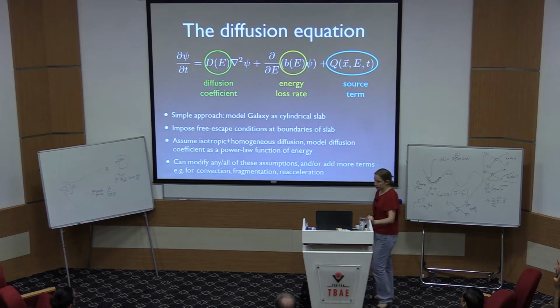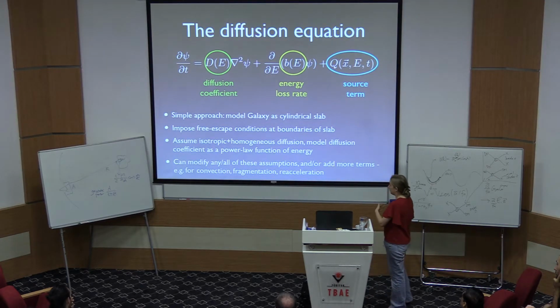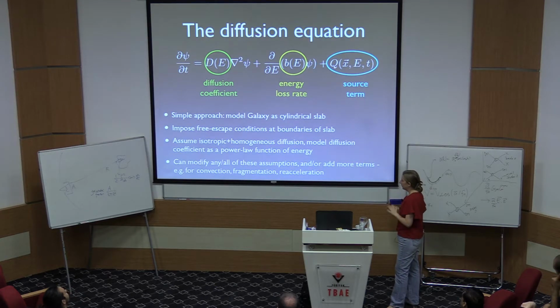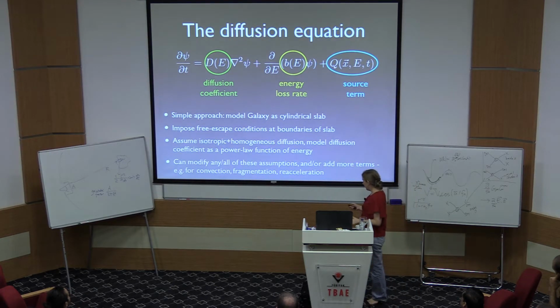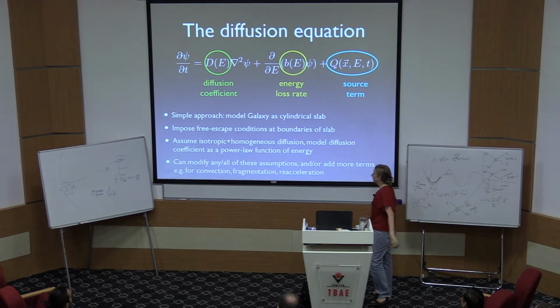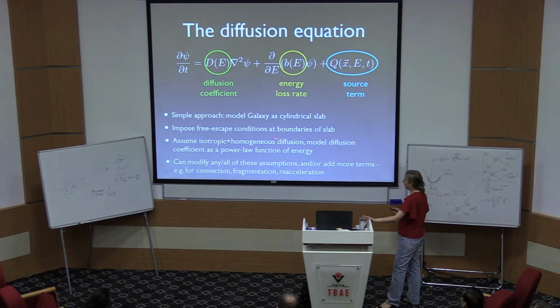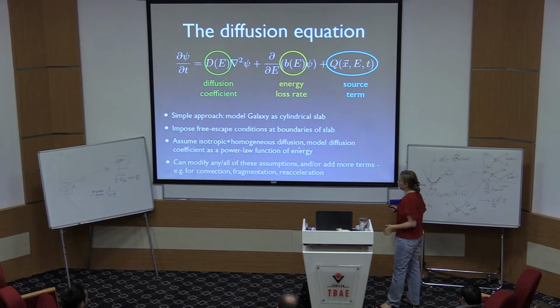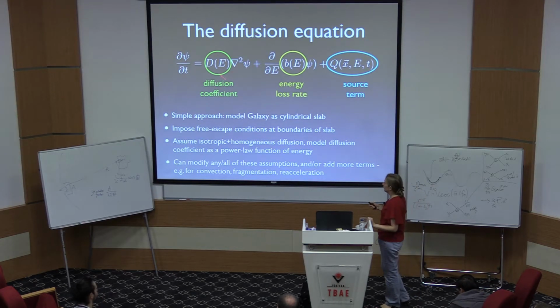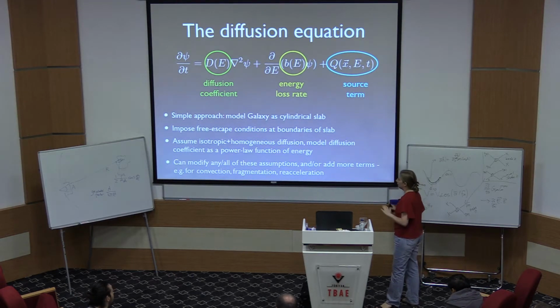So yeah, the simplest version of this approach is just to model the galaxy as a cylindrical slab, say that at the boundaries of this slab, the cosmic rays can escape freely. You assume isotropic and homogeneous diffusion. The latest version of Galprop is starting to move away from these assumptions, but this has been the general assumption in the field for a long time. At the baseline, you assume isotropic and homogeneous diffusion, and you assume that the diffusion coefficient is just a power law function of energy.